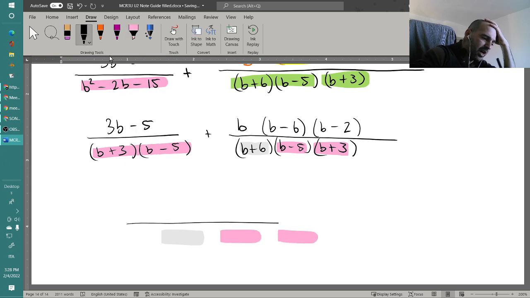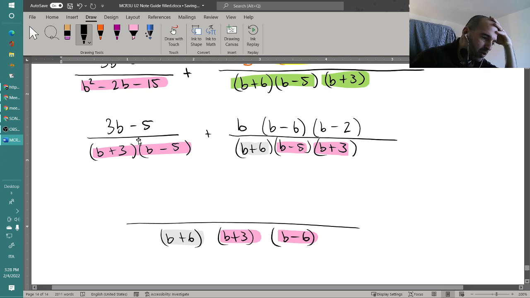Okay. Now I write those as my common factors. So b plus 6. This becomes now my common denominator. B plus 3 and b minus 6. And again, now what do we do? We multiply into the numerator. It's a 3. Thank you. Good job. Nice work.